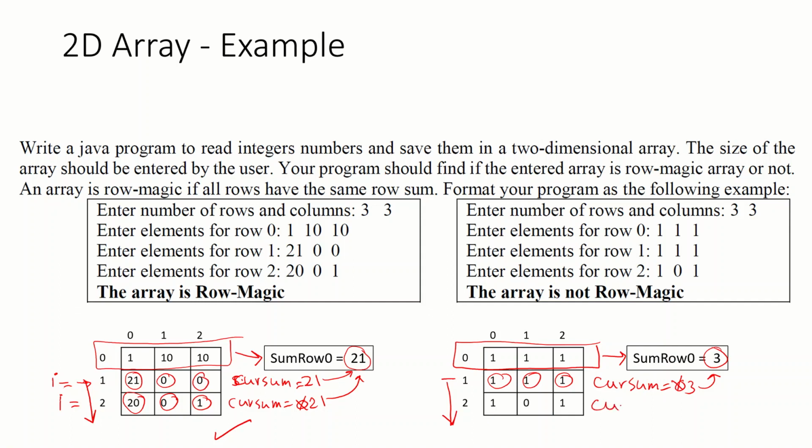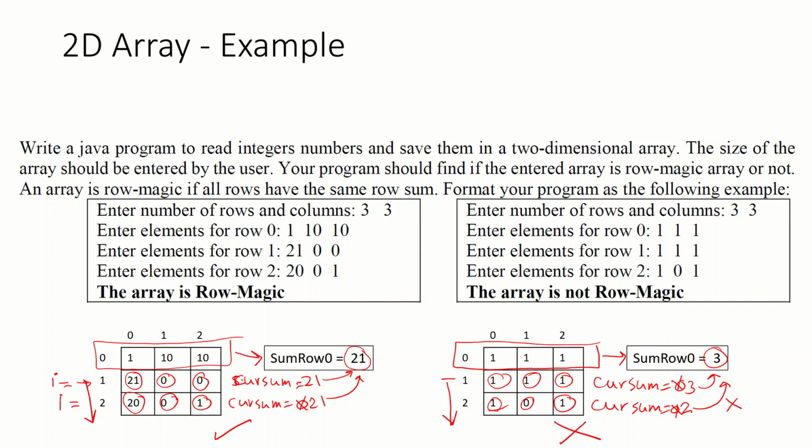With the second row also we will have to start with current summation equals 0, do the summation of your elements, and you will end up with 2. Now when you compare 2 and 3, this is not equal, so you will exit the loop and you will mention that actually this is not a row magic.